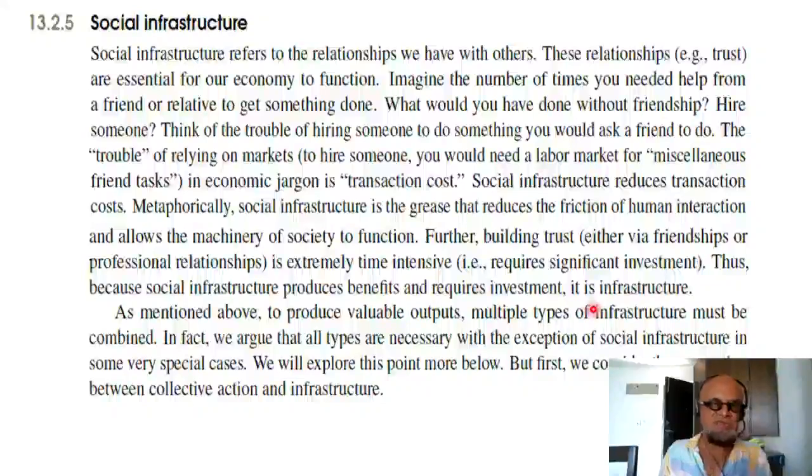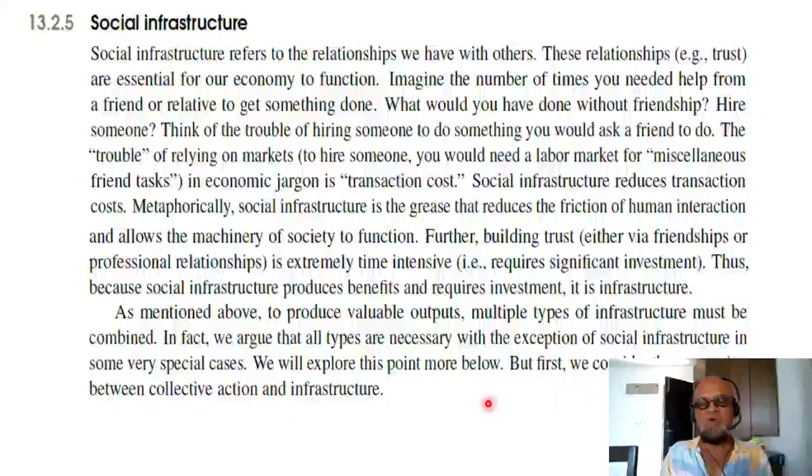Of course, human systems are a bit more complicated because you are making many compromises. It's not like a road is a road is a road. You have friendships where you disagree, but the overall benefit is much higher than any cost involved in the disagreements and so on. As mentioned above, to produce valuable outputs, multiple types of infrastructure must be combined. In fact, we argue that all types are necessary with the exception of social infrastructure in some very special cases.